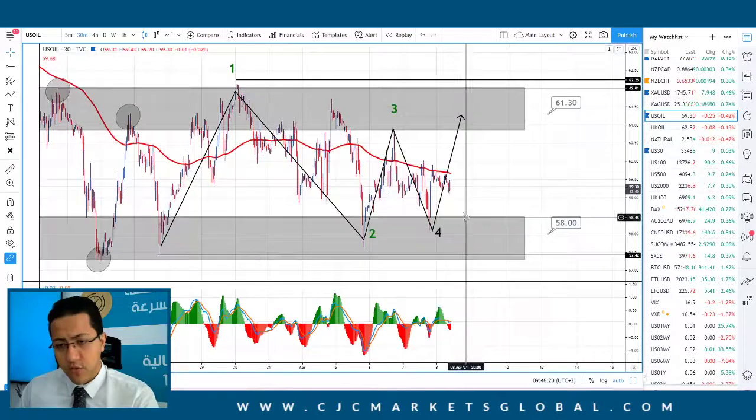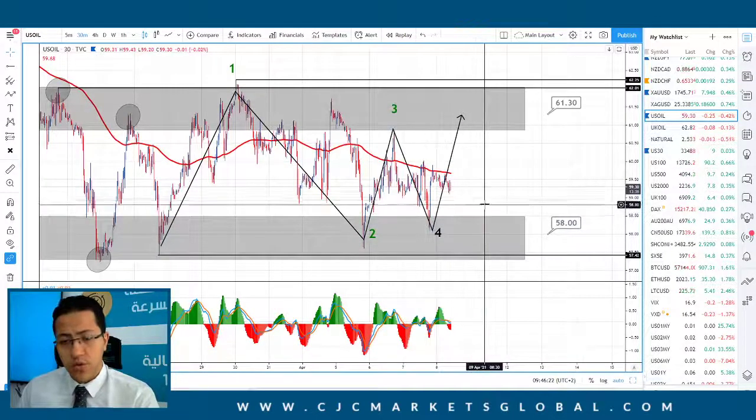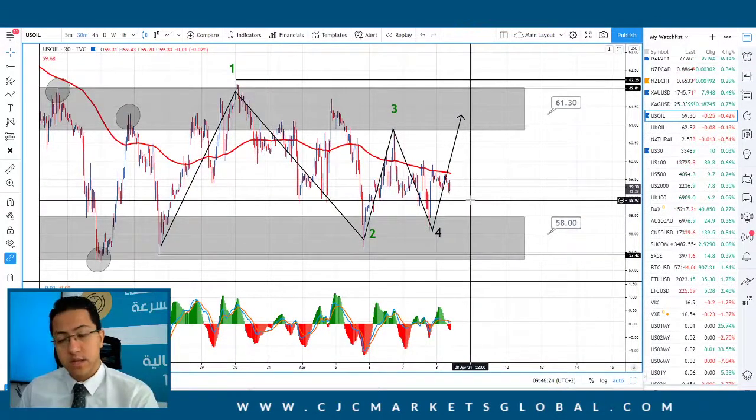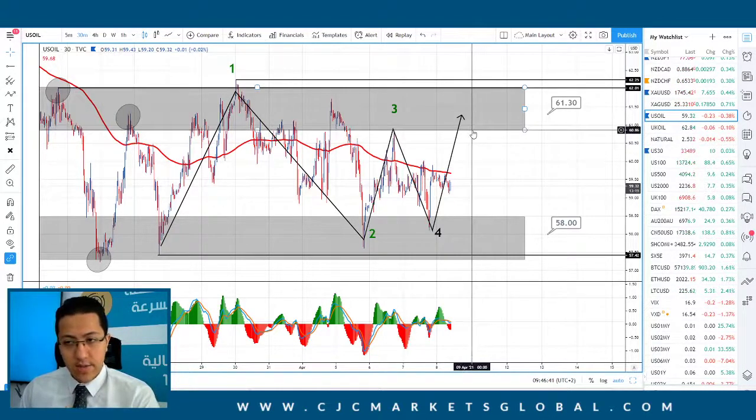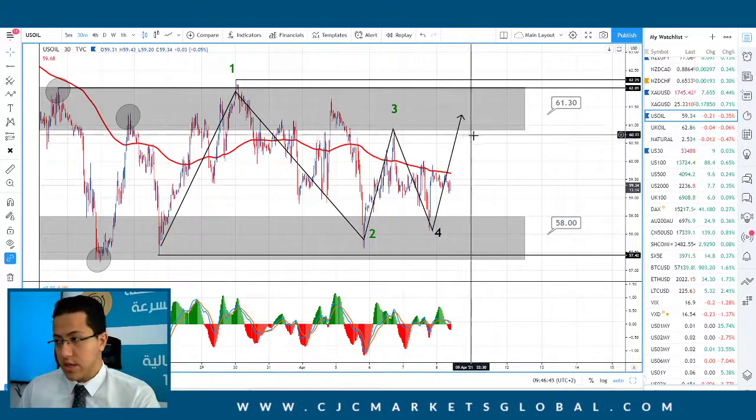We did have the fourth touch to the support, and we're expecting an upward move during the day to the 61.30 level on the US crude oil. So we are bearish on the medium and the long term. However, on the short term, we might expect an upward movement to retest at least this level of $60.80 per barrel, and that's on the US crude oil.